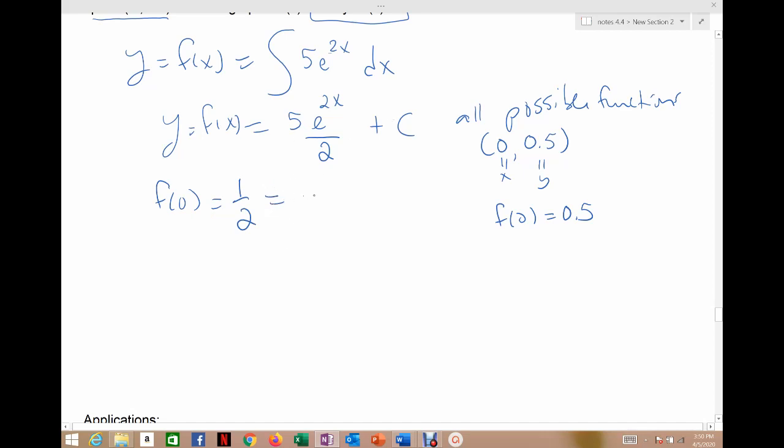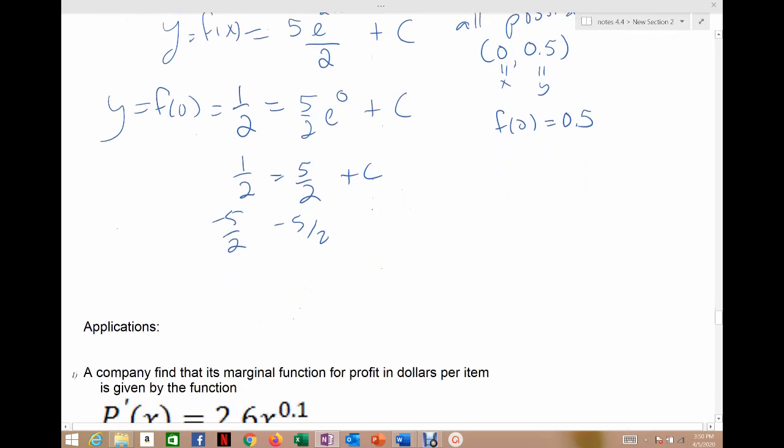So I plug 0 in: 5/2 e to the 0, right? I'm plugging 0 in for x. 0 is the x value, 1/2 is the y value. Plus c, solve for c, so I get 1/2 equals 5/2 plus c. Move my 5/2 to the other side. 1/2 minus 5/2 leaves me with negative 4/2, which comes out to negative 2. Remember, that's not my answer. That's just the constant I'm looking for.